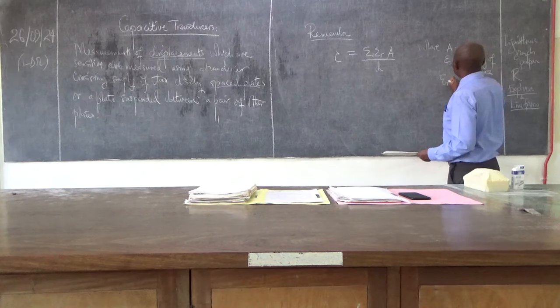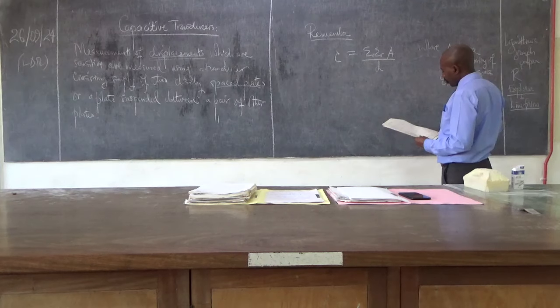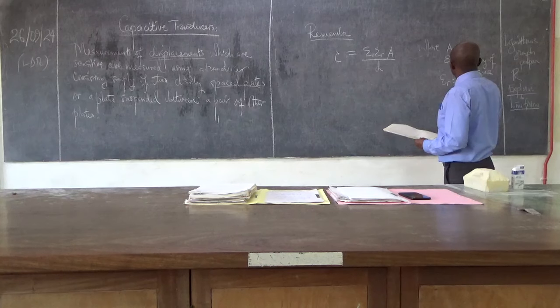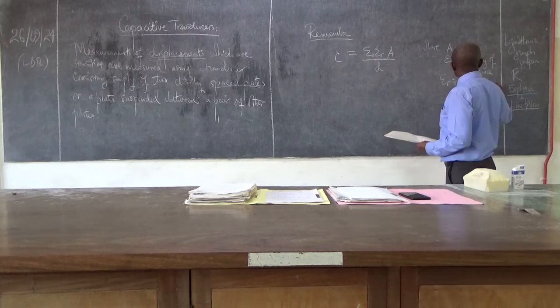So epsilon r is the relative permittivity. What about MW? It was MW on radios. What is medium wave?